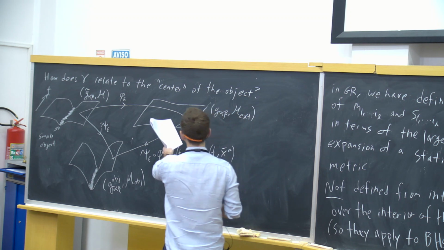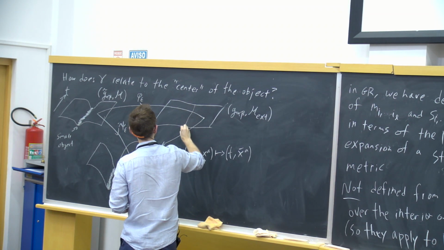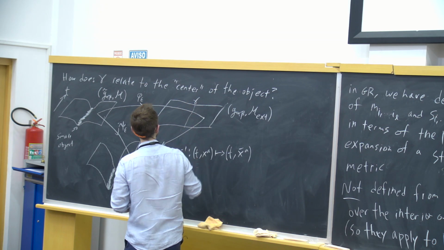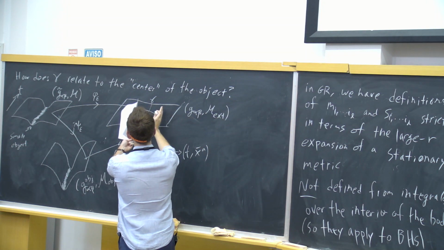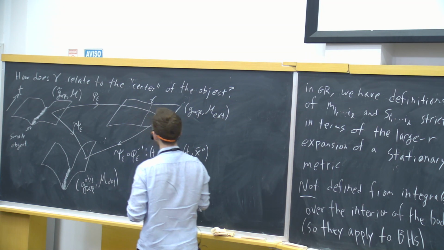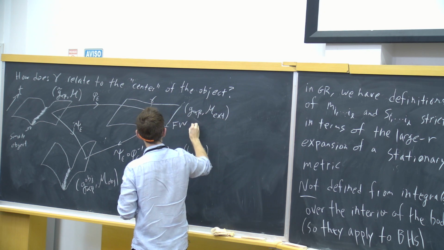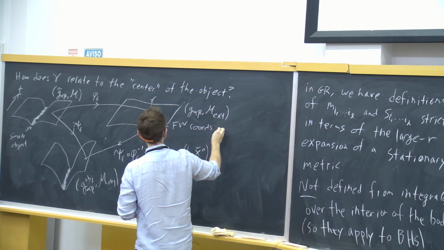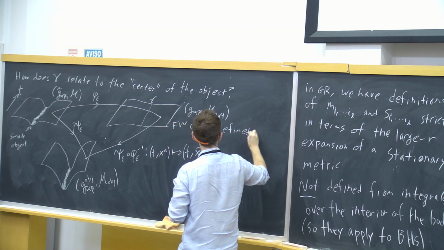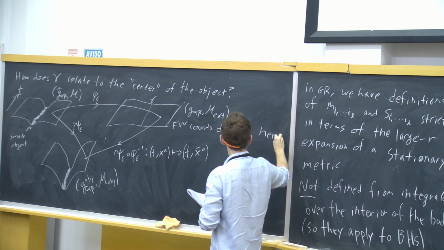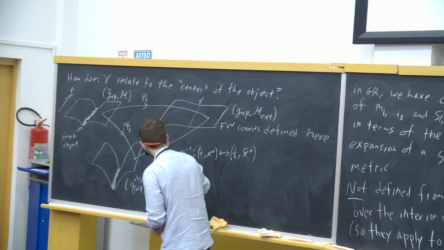Now we put the world line on this manifold, the external manifold. So this is gamma here. And we've got these coordinates that are constructed in this manifold. So Fermi-Walker coordinates are defined in the external manifold. And you can define the centeredness down here.